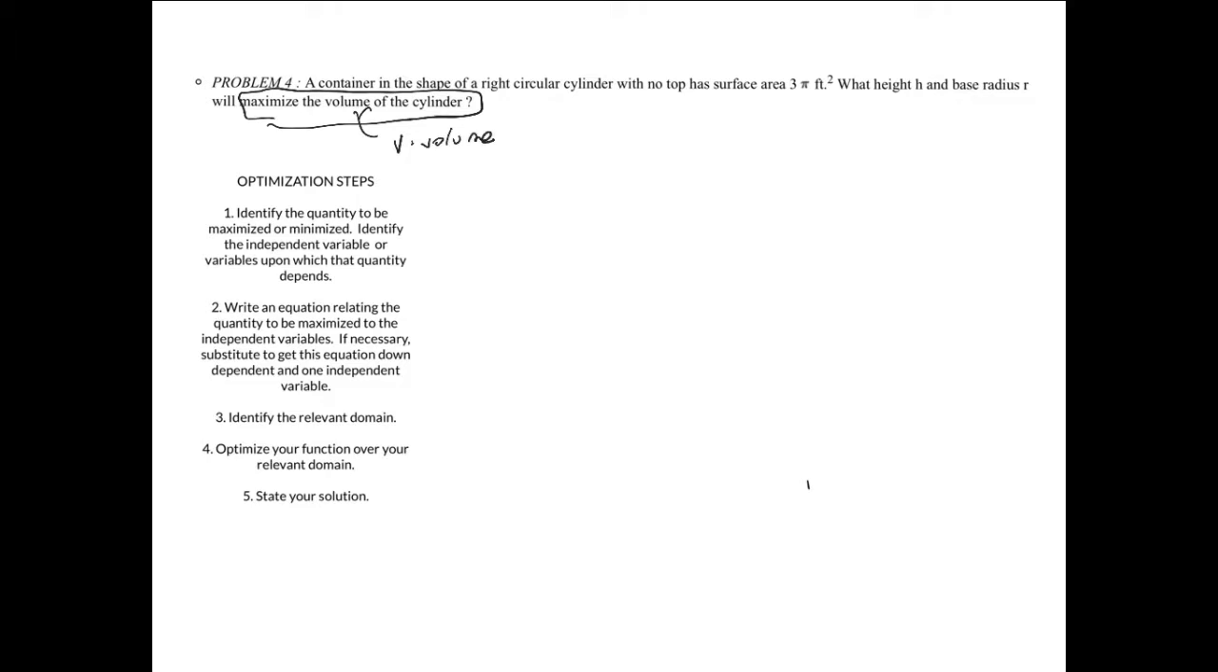All right. And then identify the independent variable or variables upon which that depends. Well, this is a volume of a cylinder, and in the cylinder, if you don't remember, a lot of times this would be given to you on a test, the volume is pi r squared h.